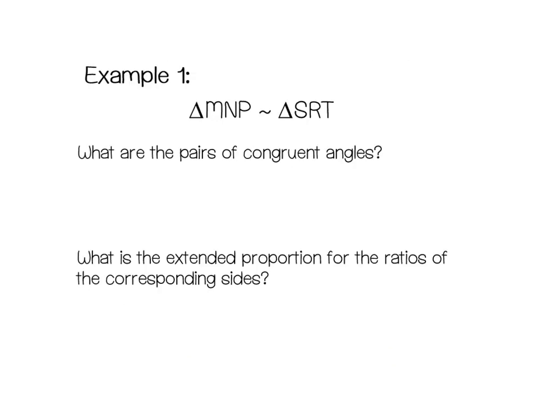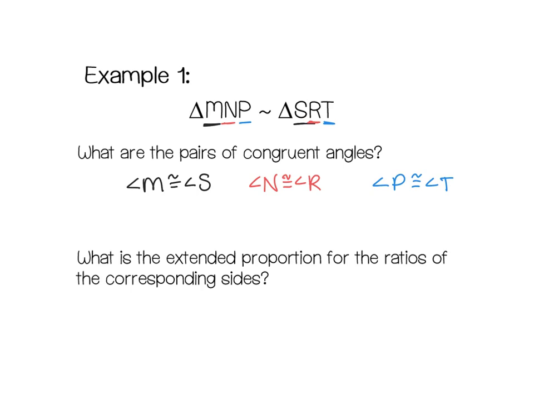In this first example, we have a similarity statement. So it says triangle MNP is similar to triangle SRT. And it asks what pair of angles are congruent. And so angle M would be congruent to angle S because they are both listed first. Angle N would be congruent to angle R because they're both listed second. And angle P would be congruent to angle T because they're both listed third.